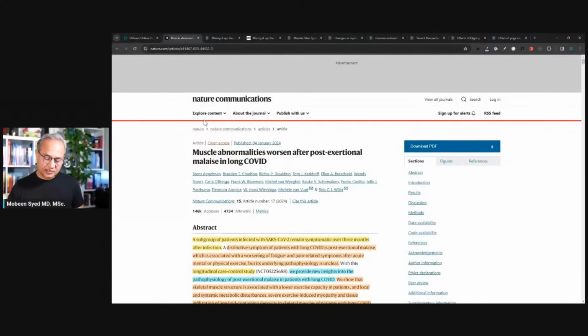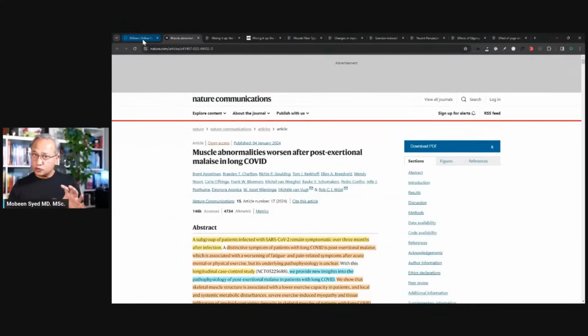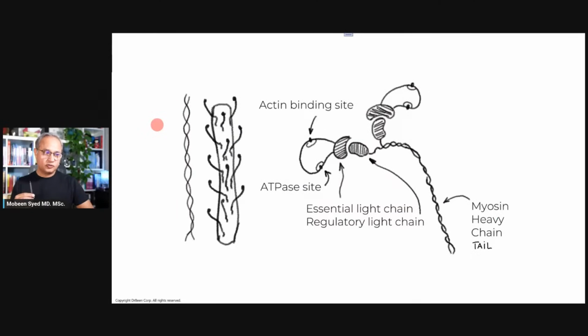And this is the study that we discussed last week: muscle abnormalities worsen after post-exertional malaise in long COVID. And here are a number of studies that I want to go through today. First, let me just show you a couple of diagrams of mine to set the stage for us.